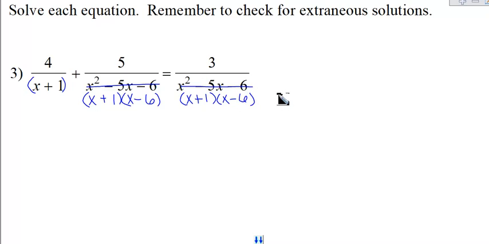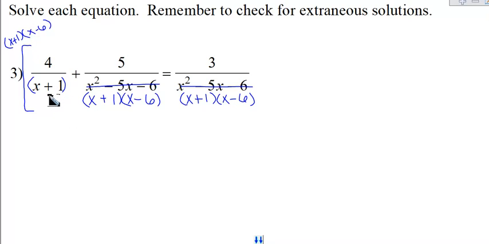Now that everything is fully factored, we can get our common denominator. You need to pick a common denominator that includes one of each unique parentheses that you see down here. The common denominator for this will be x plus 1 and x minus 6.